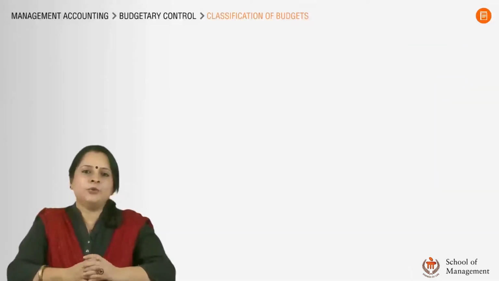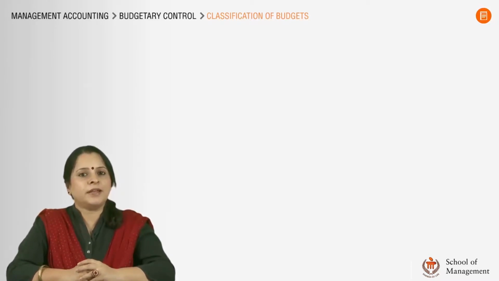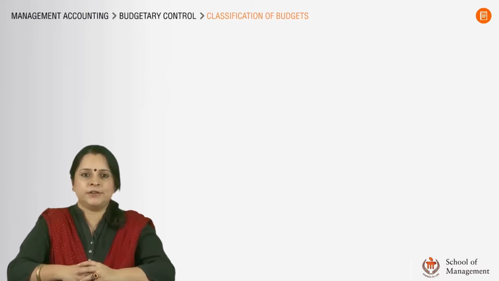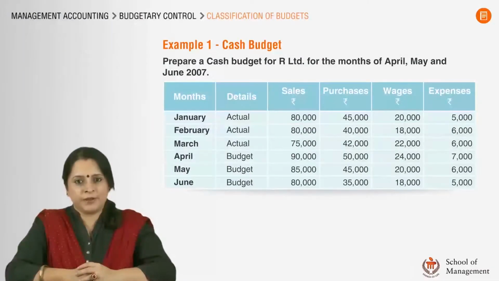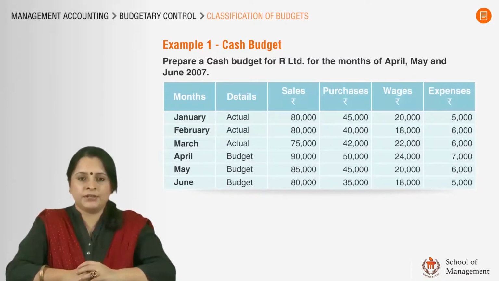Let us now look at two examples and understand how budgets are prepared. The budgets we are going to look at are cash budget and flexible budget. Let's take the first example. The following information is provided with respect to R Limited. We have to prepare a cash budget for the months of April, May and June 2007.